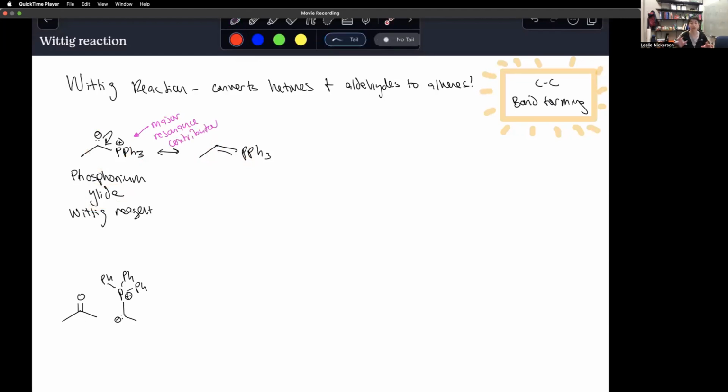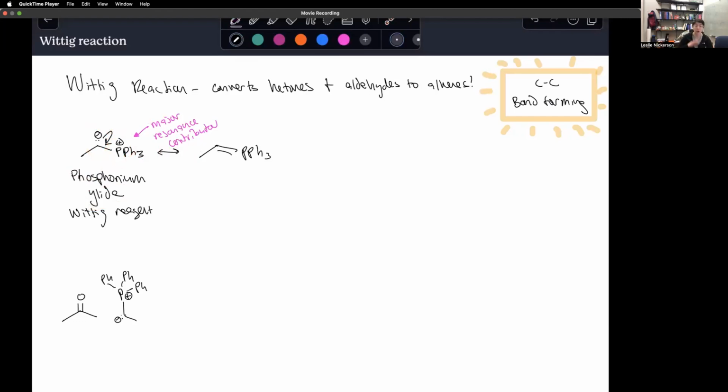Okay, due to those orbital size issues. So when we're looking at the left-hand structure, this is really showing us the picture of the reactivity that we're seeing here. So we're going to see a negative charge on the carbon, positive charge on the phosphorus, and that's really how we're going to see that reaction occur.